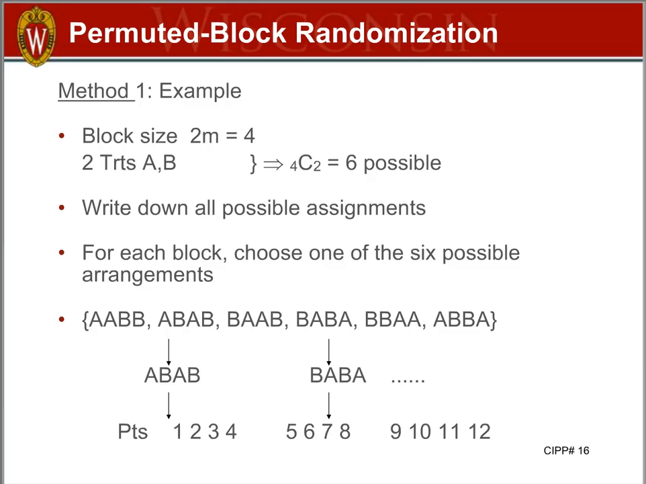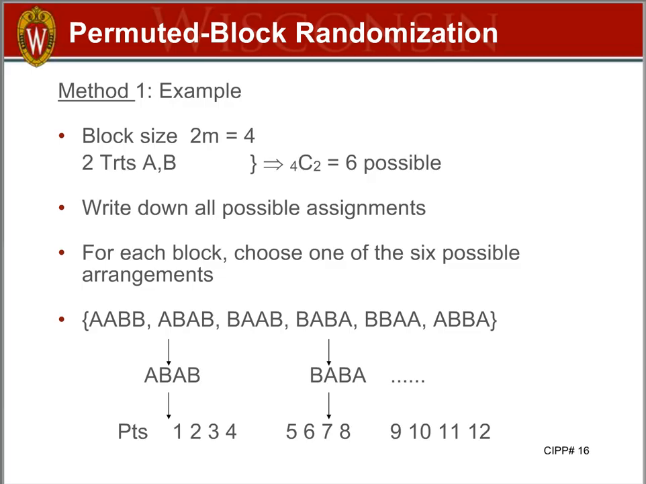Suppose we choose a block of size 4. We have two treatments, A and B. There are 6 possible ways we can arrange the assignment of A and B within 4 patients. Let's write down all possibilities. I've done that in the brackets below. So now we have 6 possibilities: AABB, ABAB, BABA, and so forth.